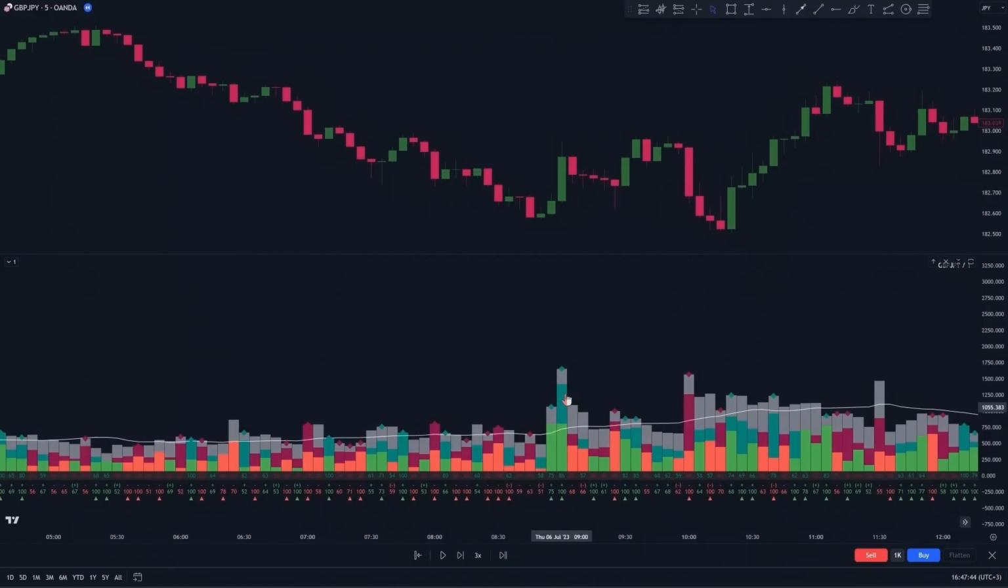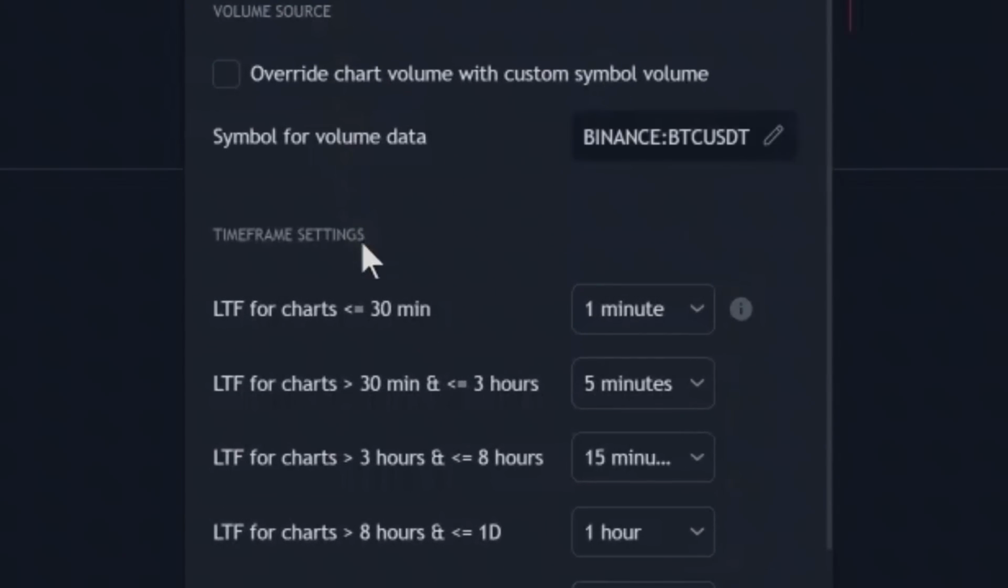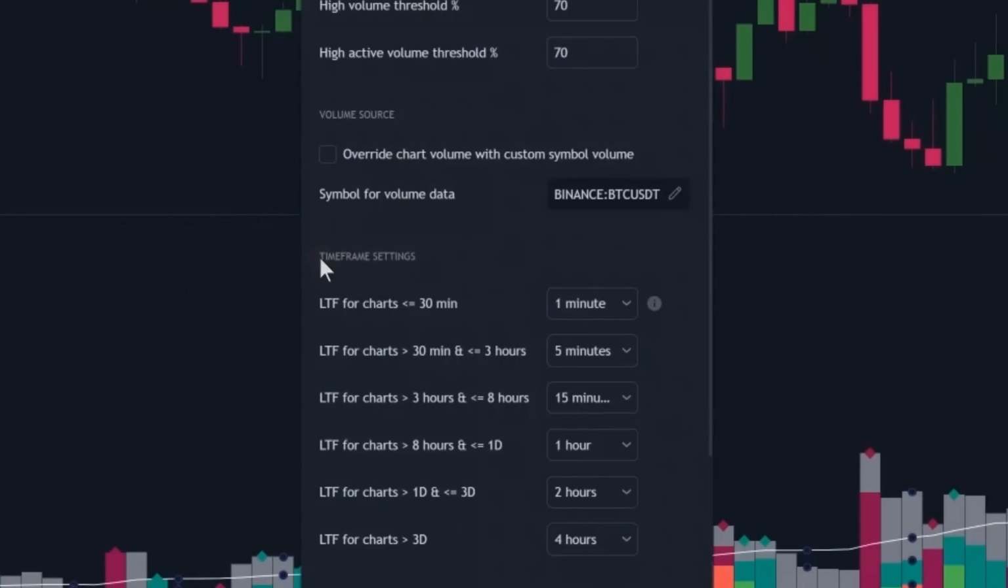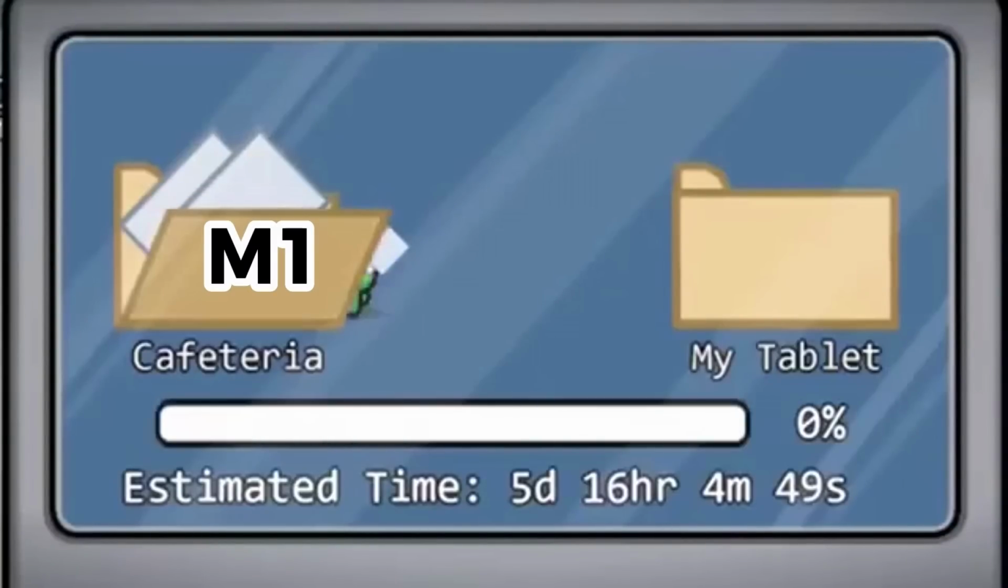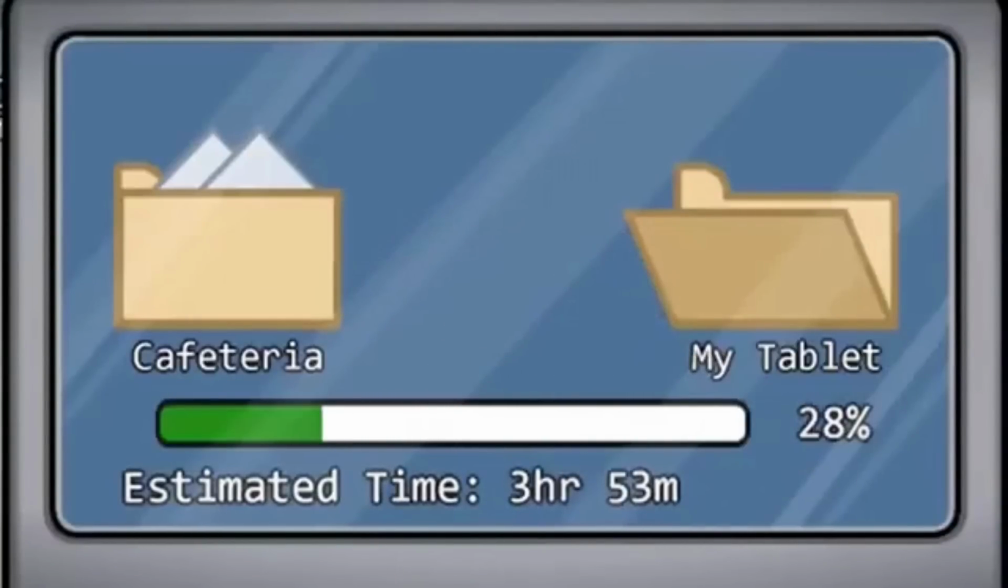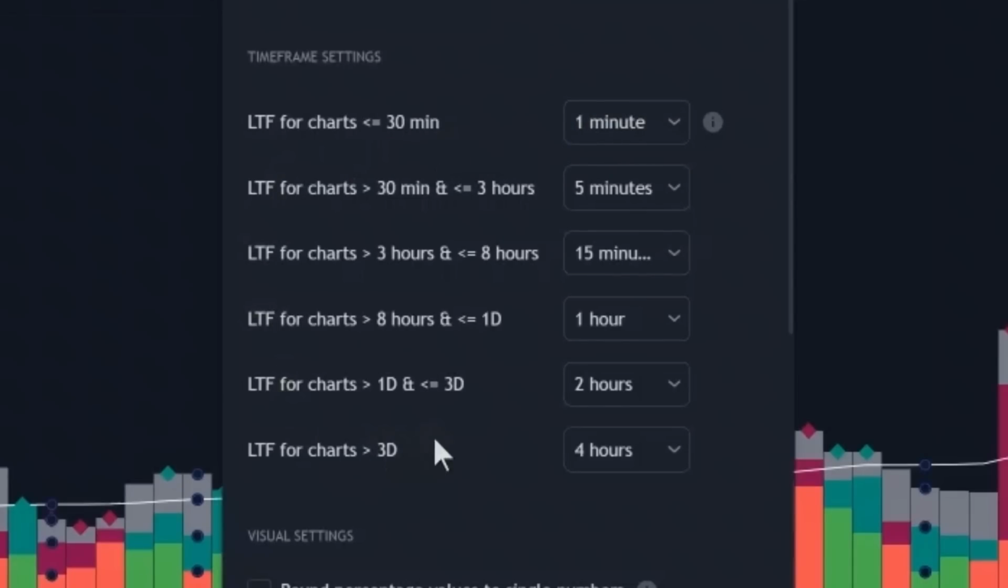The volume composition indicator fetches volume data from lower timeframes that is automatically adjusted based on the timeframe that you're using. So for example, if you're using a 30-minute chart, it fetches the volume data from a 1-minute chart. And here are the rest of the chart timeframes with the corresponding volume timeframes.